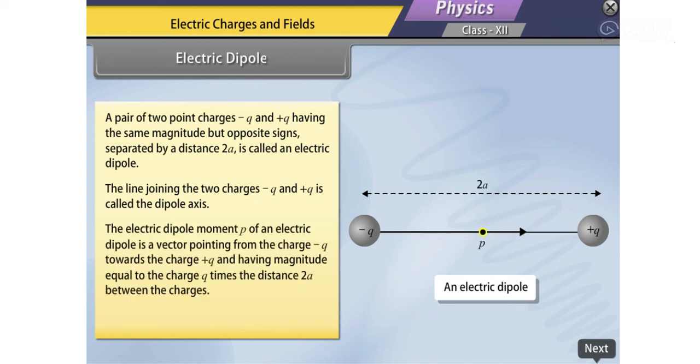The electric dipole moment P of an electric dipole is a vector pointing from the charge minus Q towards the charge plus Q and having magnitude equal to the charge Q times the distance 2a between the charges. P is equal to 2aQ p cap.